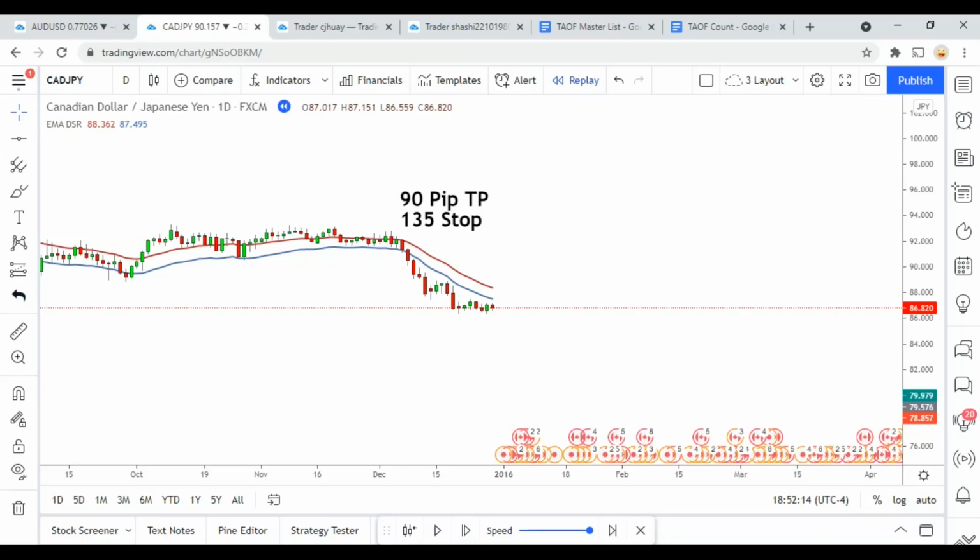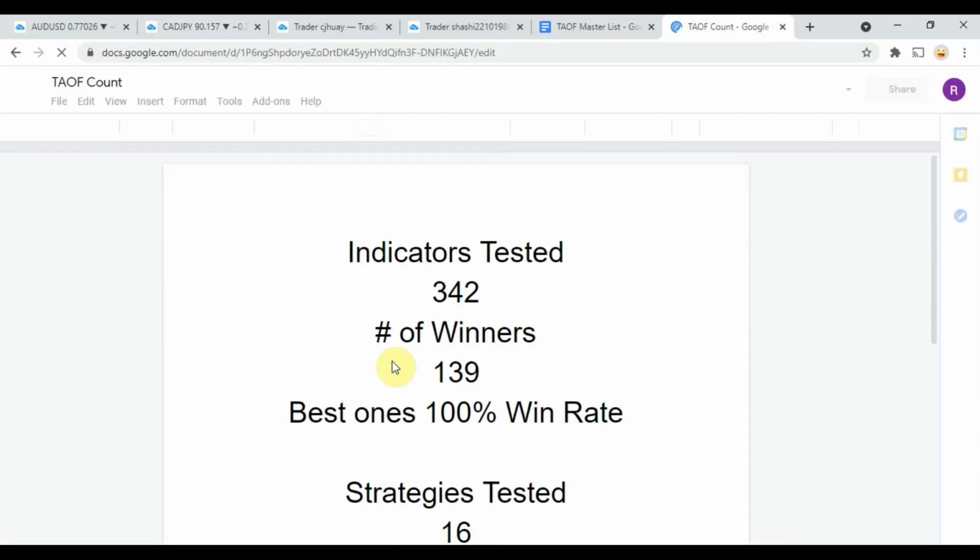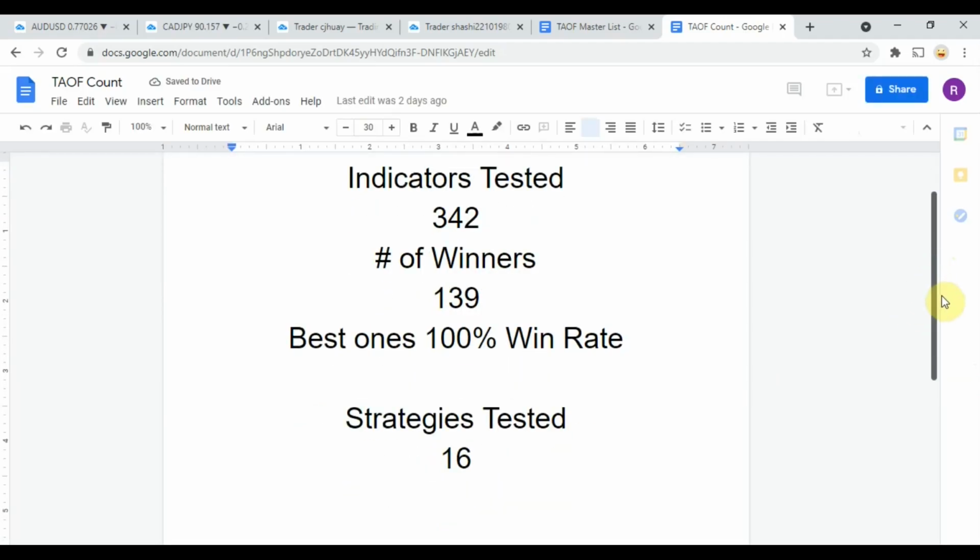Alright, as I said, today we will be testing the EMA dynamic support and resistance. Before we do though, I wanted to put the indicator scoreboard up for everyone to see.